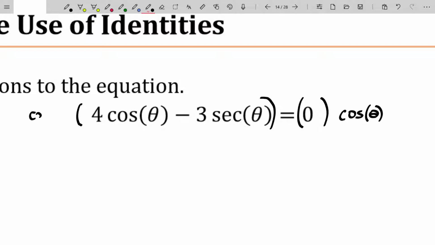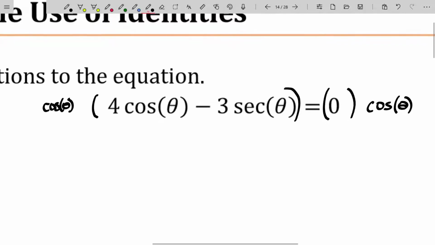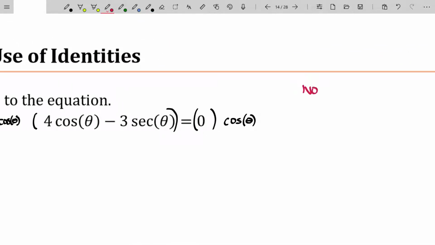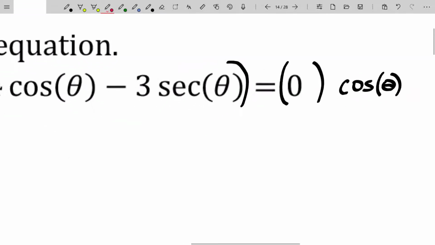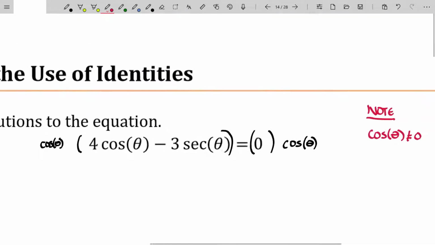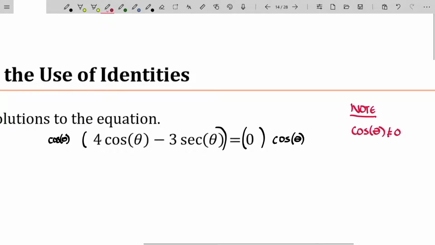This is perfectly allowable as long as the cosine of theta is not 0. This is a little thing that you have to note off to the side. Note, cosine of theta cannot be 0. The reason why it can't be 0 is twofold. One, we were originally handed a secant in our equation. If cosine is 0, then we have a term that's undefined, because that'd be 1 over 0. So I just want to make sure that in the end we don't end up with an angle such that cosine would be 0.